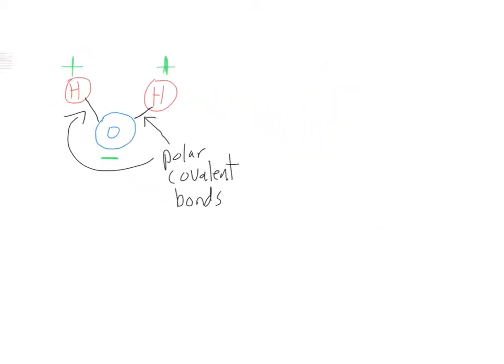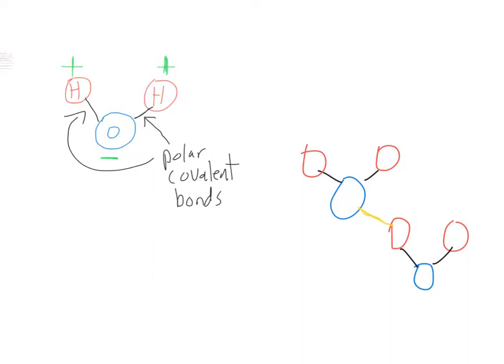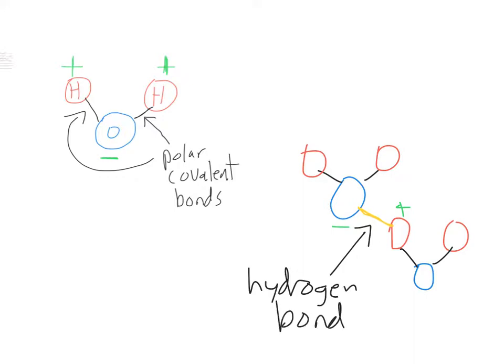Okay, so let's draw a couple other water molecules. So, now if I wanted to draw another water molecule by this, not my best water molecule, but it'll work. Okay, how are these attracted? There's going to be an attraction between the negative oxygen and the positive hydrogen right here. And this is what we call a what? Hydrogen bond. Okay, that is a hydrogen bond.